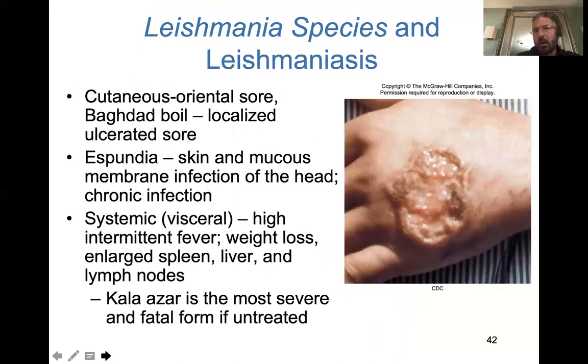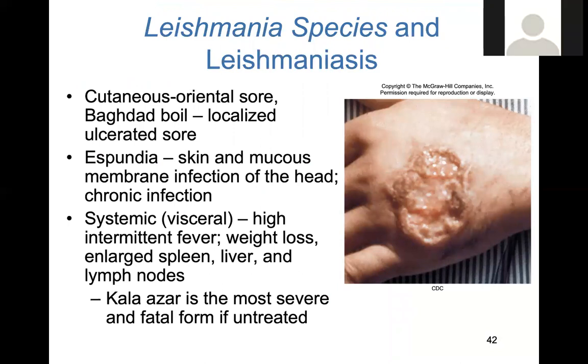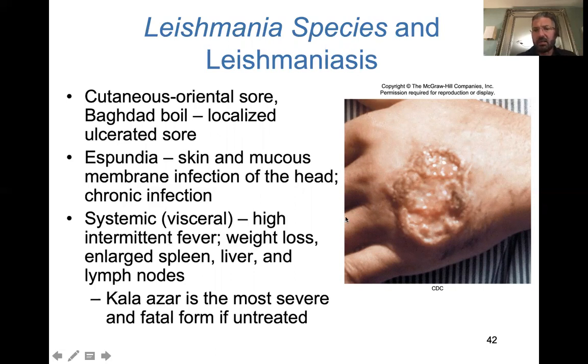And that's what Baghdad boil, or cutaneous leishmaniasis, looks like. That's a very, very elevated brown lesion, so you shouldn't be able to miss that. It's not like a basic mosquito bite or rubbed bug or anything else. It's going to be very, very large. The puncture site migrates and gets very, very large. Look how infected that looks. So that's a Baghdad boil, a localized ulcerated sore.